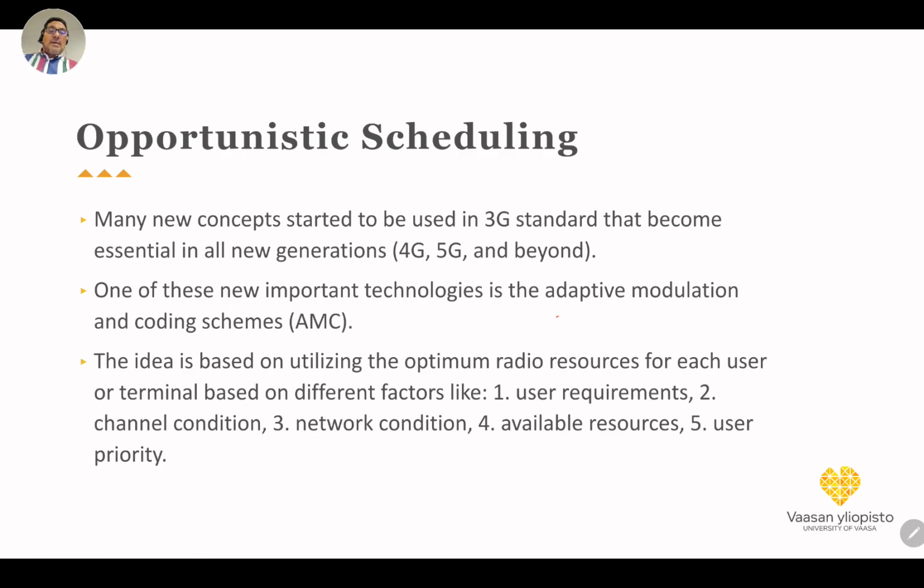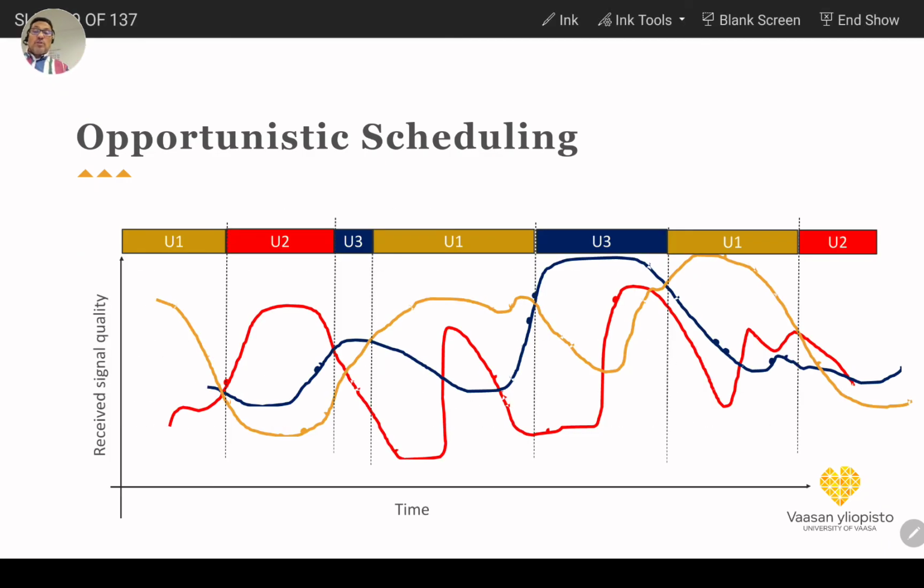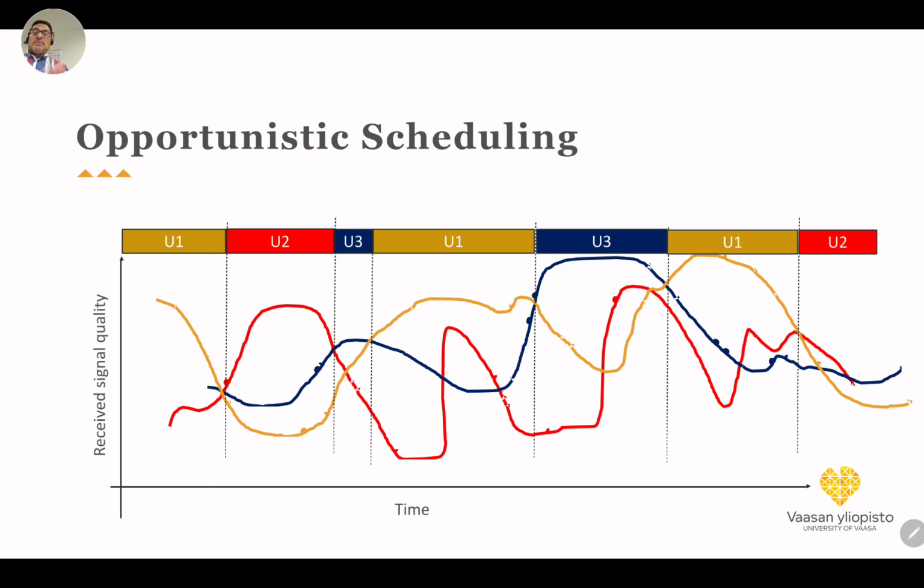So here we use the adaptive modulation and coding scheme, as you can see. I can show this one, for example. You can see this is the received signal quality. You can consider it, for example, as signal to noise ratio, or Eb over N0. So now we have three users. Because of the random fading, you can see that in this part the brown user one is the best, so now we serve user one. Here the red user 2 is the best, so we serve user 2. Here we can serve user 3, user 1 again, user 3, and so on.